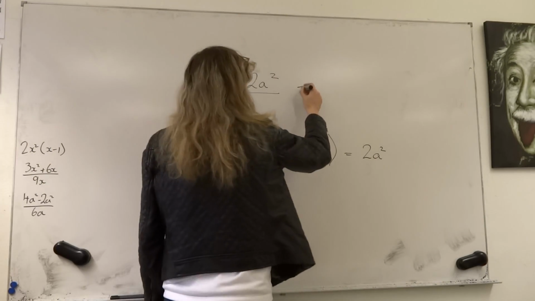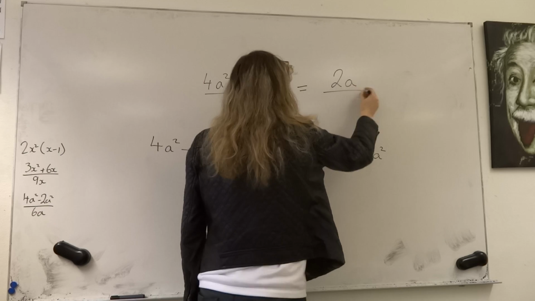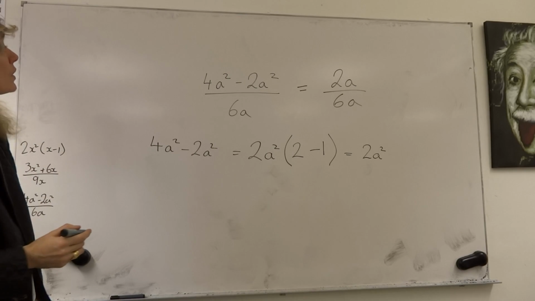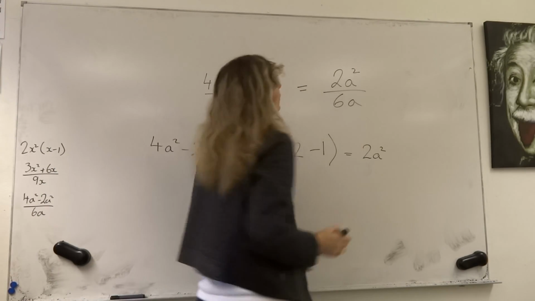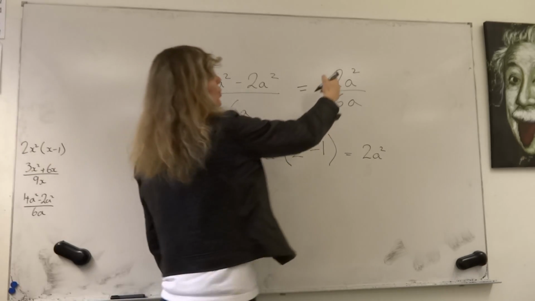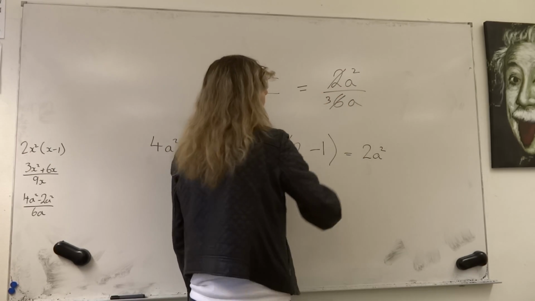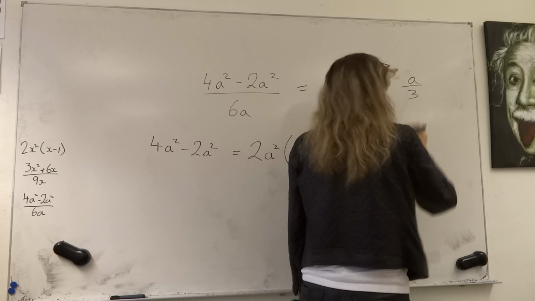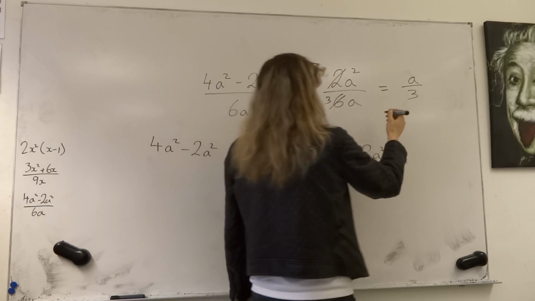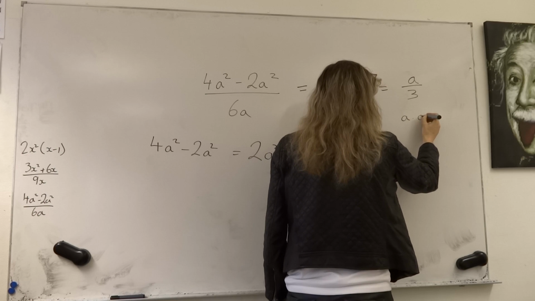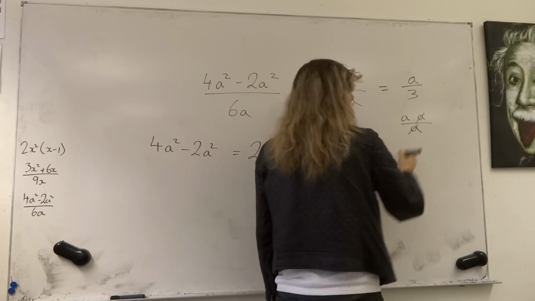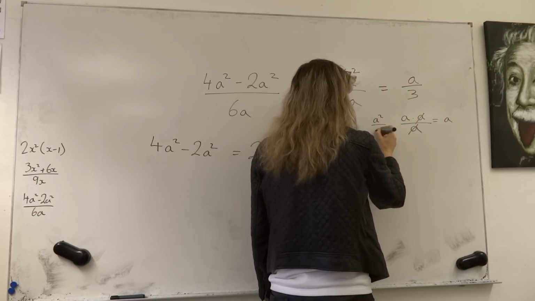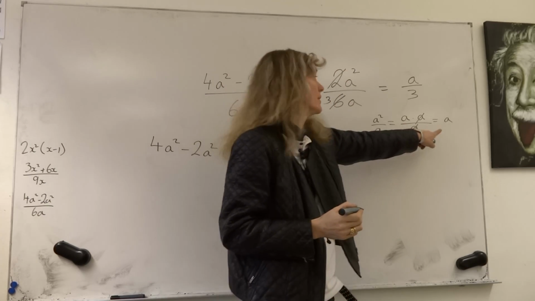Okay, so we know that this top one now simplifies to 2a squared, and the bottom one stayed the same as being 6a. So now we can simplify that 2 divided by 6 is 3. A squared divided by a is a. So we get a over 3. Why is a squared divided by a? Because a squared actually means a times a divided by a. A divided by a equals 1, so we end up with a. So a squared divided by a is actually that, which ends up being a.